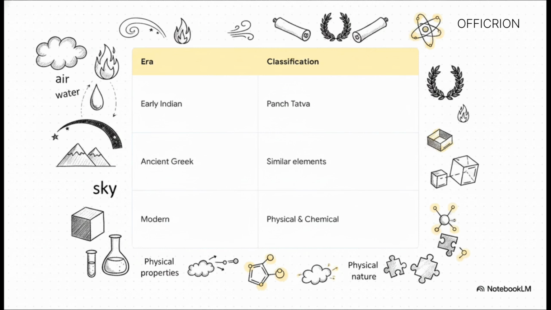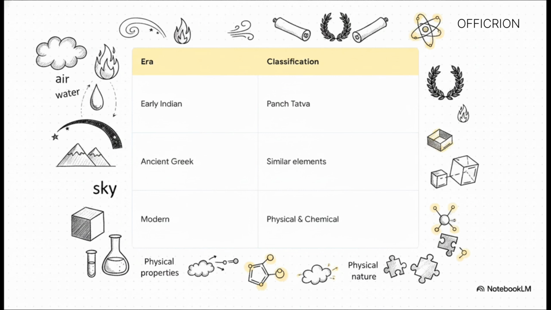It's kind of wild, but humans have been trying to make sense of this forever. Just look at the early Indian philosophers. They believed literally everything was made of the Panch Tattva, basically 5 elements: air, earth, fire, sky, and water. And the ancient Greeks, they actually landed on a super similar idea. But obviously, science evolved. Modern scientists threw out the philosophical elements and now classify matter strictly based on its physical properties and chemical nature.